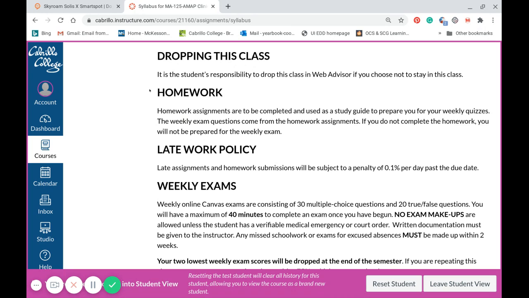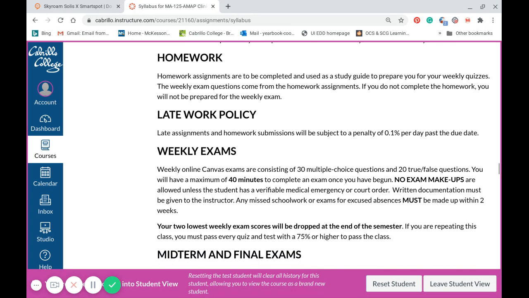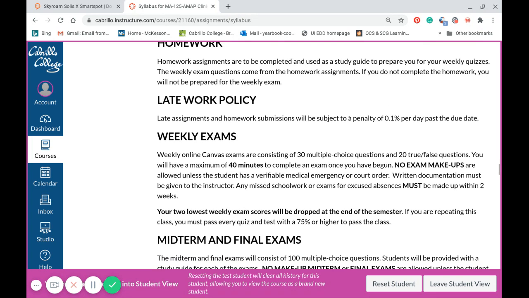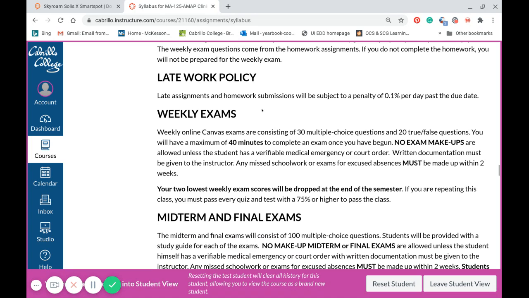There's going to be homework assignments that will prepare you for the weekly exam. Late assignments and homework submissions will be subject to a penalty of 0.1% per day past the due date. So every day that it's late, you'll lose credit on that.